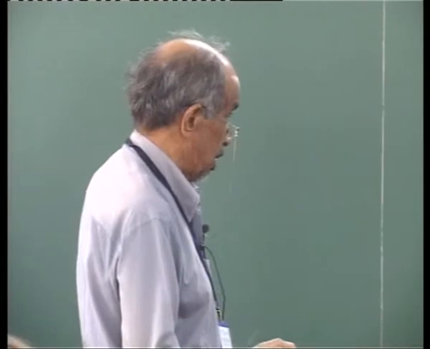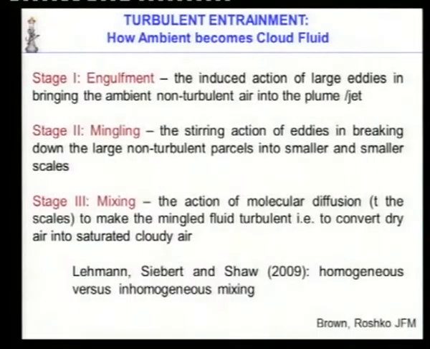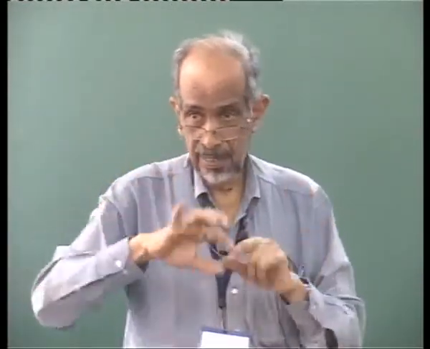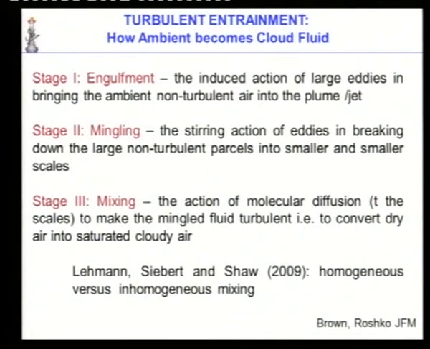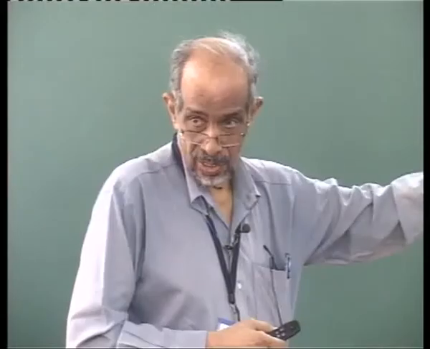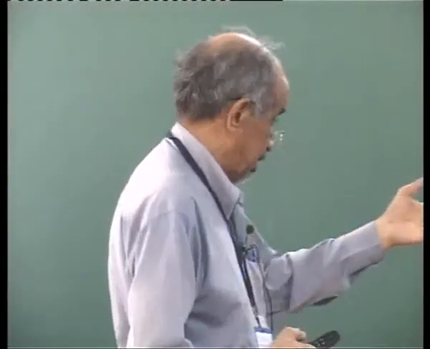There's a second stage which people call stirring, mingling. Here, the stirring action, as you saw in that canonical plume, makes the interfaces between the outer fluid and the fluid in the core very convoluted, fractals of some kind. And the area of contact between the outer fluid, the ambient fluid, and the core fluid increases enormously. Finally, there's the action of molecular diffusion, and the mingled fluid becomes turbulent. That's to say, dry air is converted into saturated cloudy air in a real cloud. In this experiment, that's what leads to the mixed state that we often see in these clouds.